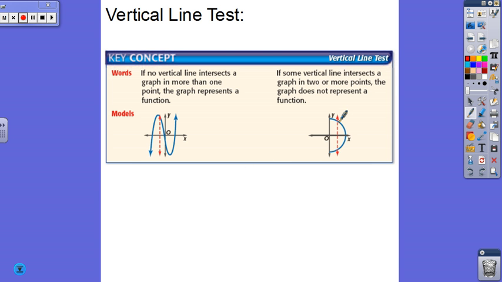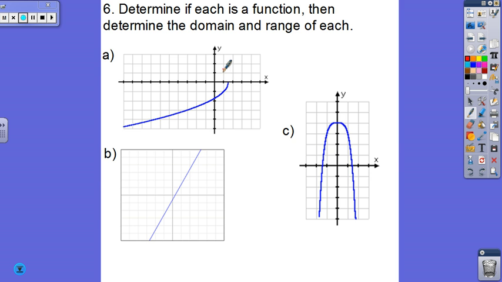And if you think about it, let's say that this x value is 2. This would be 2, maybe (2, 3), and this would be (2, -3). So the same x value more than once is going to make that fail the vertical line test. Alright, so go through these and determine whether or not it is, and then we'll talk about the domain and range. So go ahead and decide function or not function.